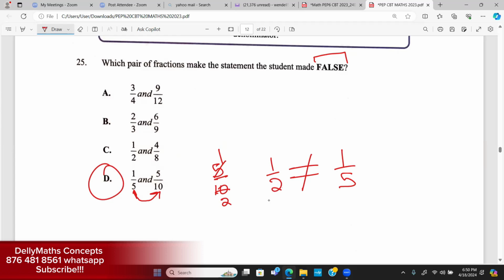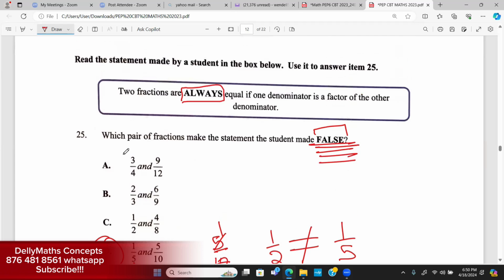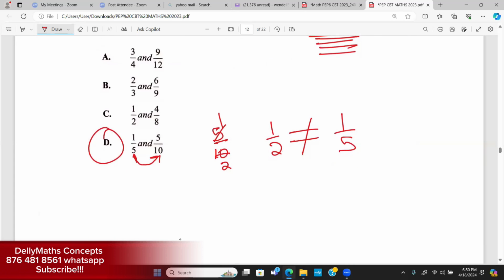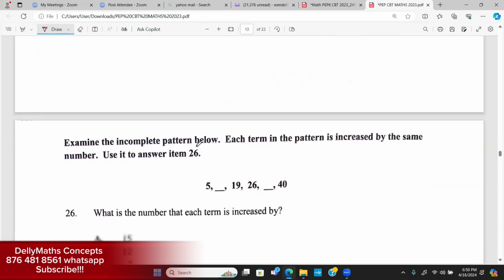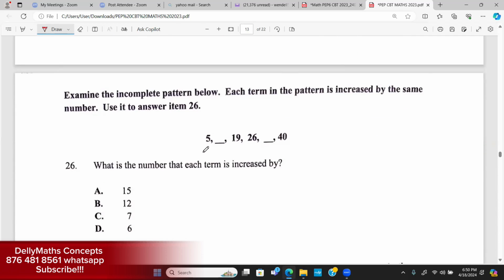So you've got to read to see what they're saying. It says, which of the fractions makes the statement false? Based on this statement, it is suggesting that if one denominator is a factor of the other, then they are always equal. Well, we just saw that 5 is a factor of 10, but when we break down one fraction, it did not equal the other. D is the answer.